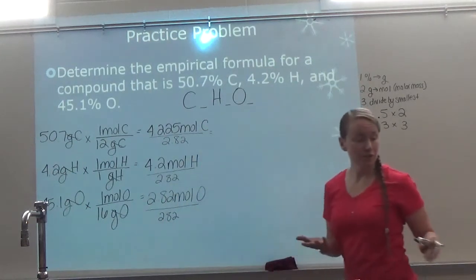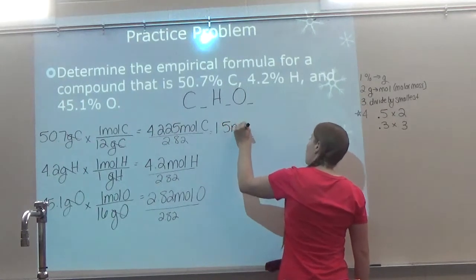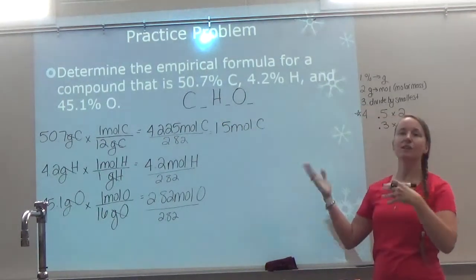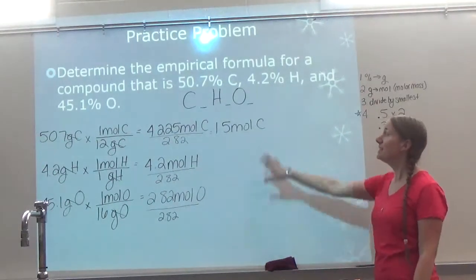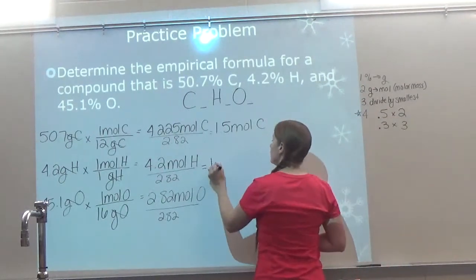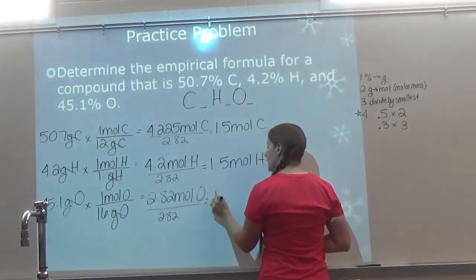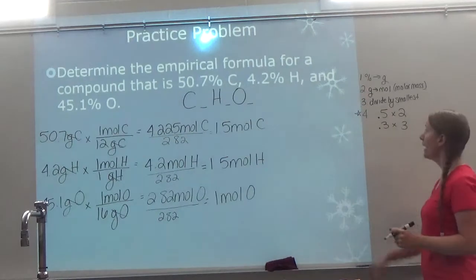When I do that, my top one ends up being 1.5. Don't round that to 2, okay? I know it's been ingrained in you, 5 and up rounds up. I even told you that when we were doing significant figures. But in this case, don't round. When you divide this one, you're also going to get 1.5. And when you divide this one, clearly you're just going to get 1. So we have a 0.5. How do we remedy that?